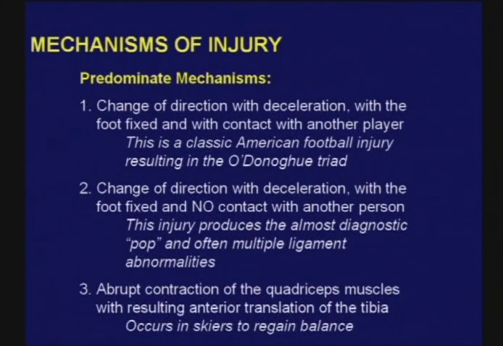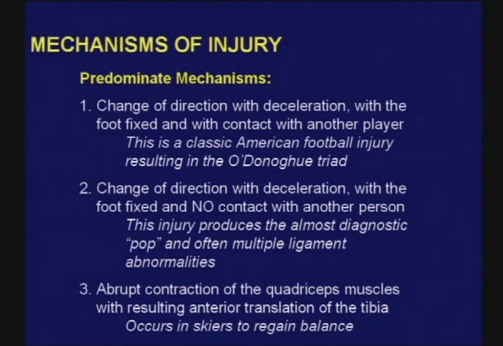There are several advertised mechanisms of injury to the anterior cruciate ligament. These are the three major mechanisms. The first one is a change of direction with deceleration with the foot fixed on the ground and typically with contact with another player. This likely leads to external rotation of the tibia at the time of impact, forms the basis for the O'Donoghue's triad with additional injuries to the medial meniscus, certainly, and to the medial supporting structures.